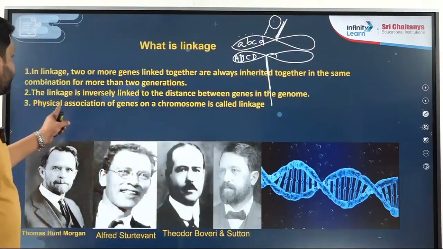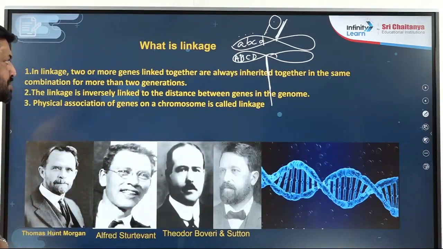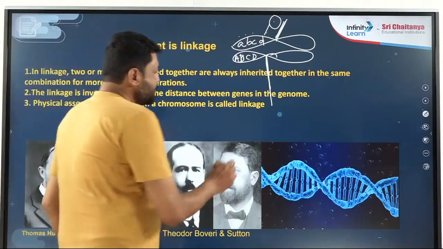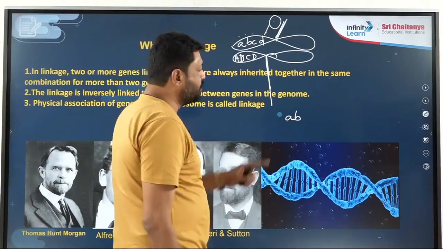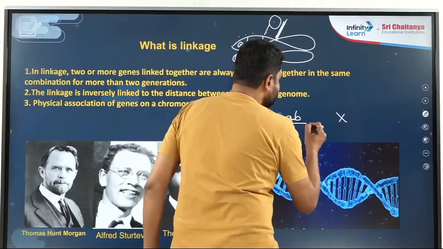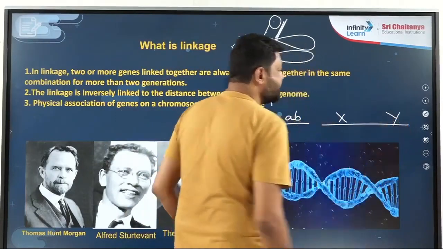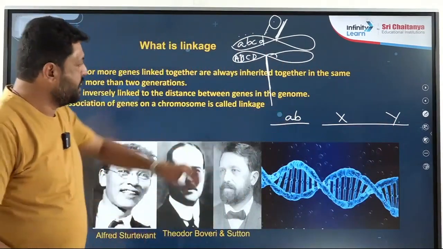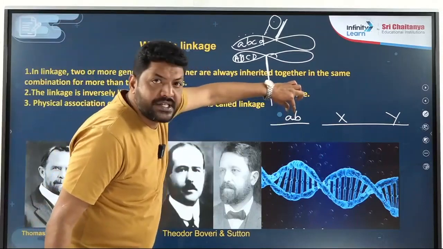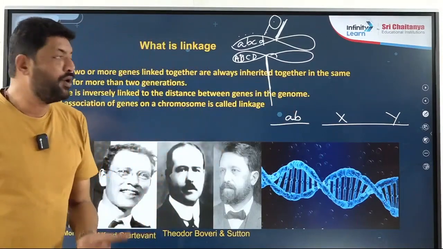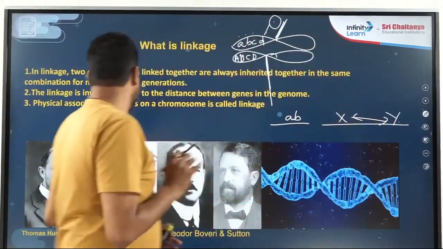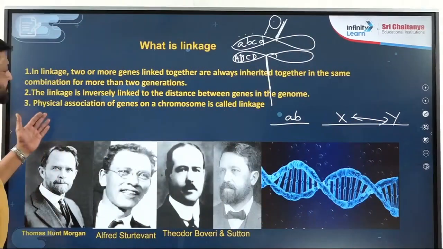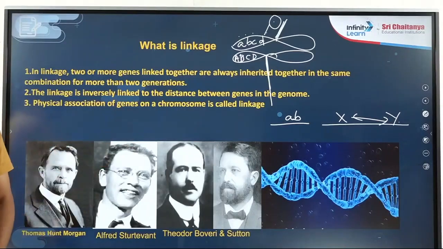Clear? Linkage is inversely related to the distance between 2 genes. So if the distance between 2 genes, this is A and B, is very close, and on the other chromosome X and Y are distantly located. If the distance between 2 genes is less, linkage is more. If the distance between 2 genes is more, linkage will be less. Clear? Physical association of genes on a chromosome is also called linkage.